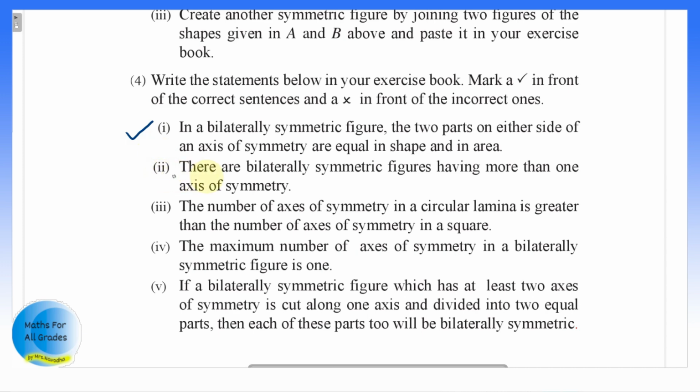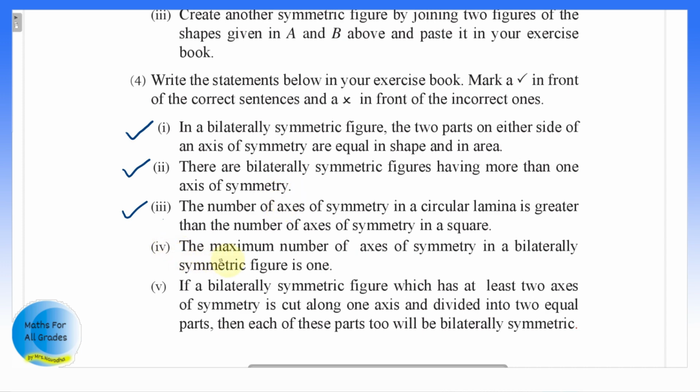Problem number 2. There are bilaterally symmetric figures having more than one axis of symmetry. Of course, there are: a circle, rectangle, square. Those are some examples for that. Problem number 3. The number of axes of symmetry in a circular lamina is greater than the number of axes of symmetry in a square. Yes, that's true. We know a square has only 4 axes of symmetry and a circle has more.